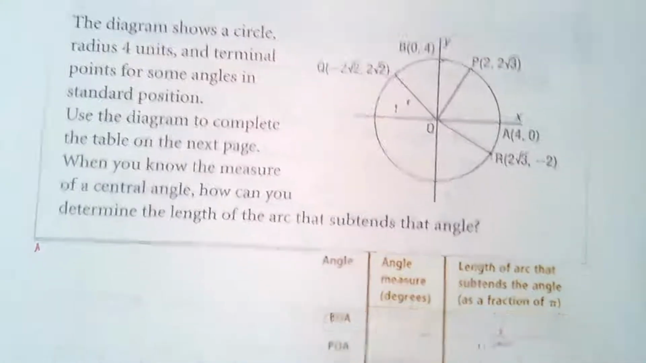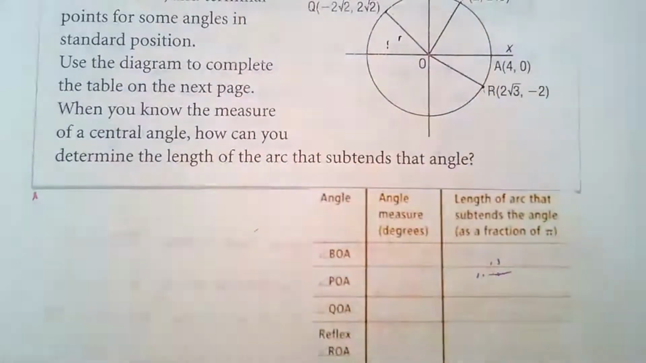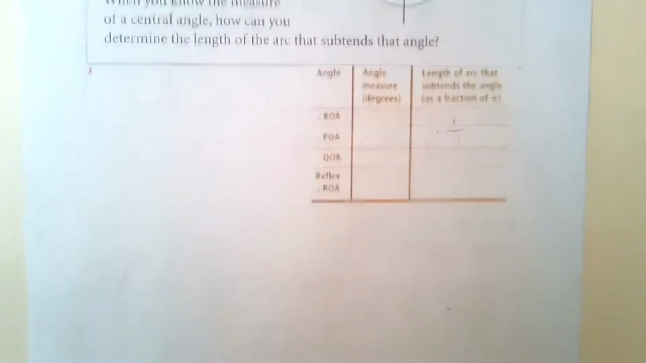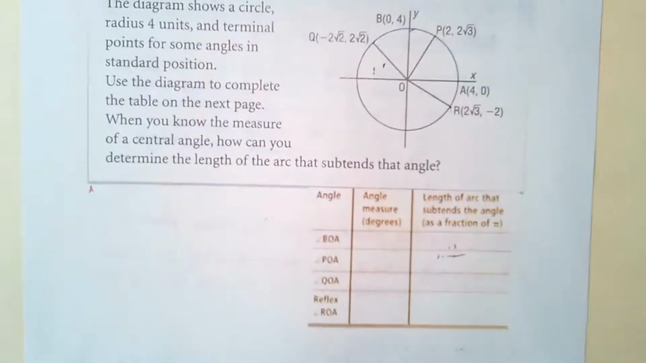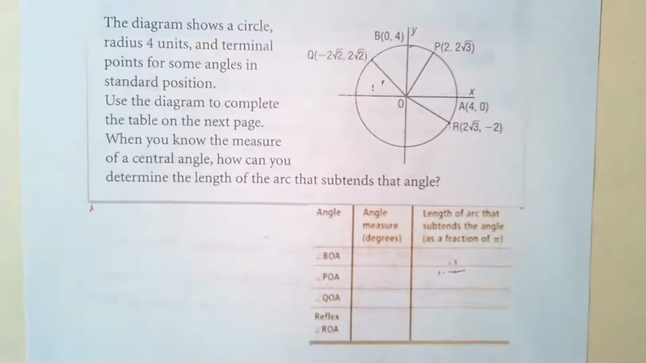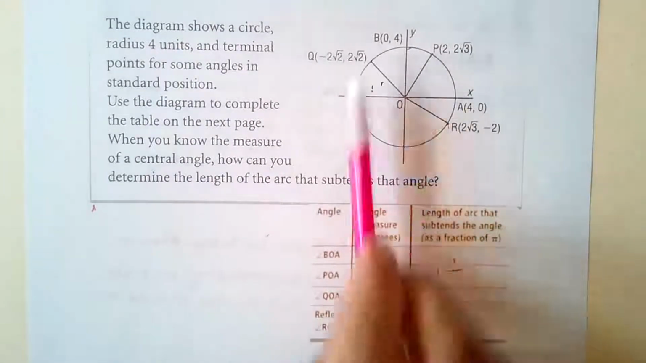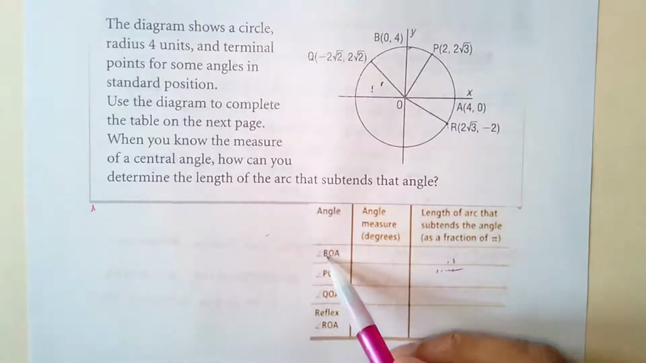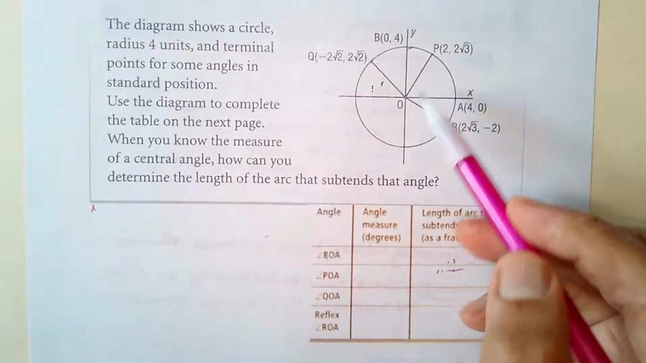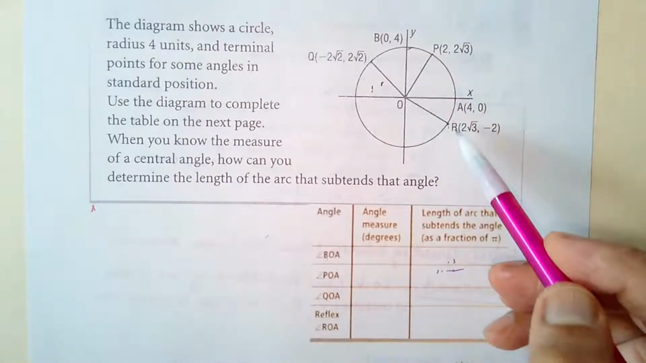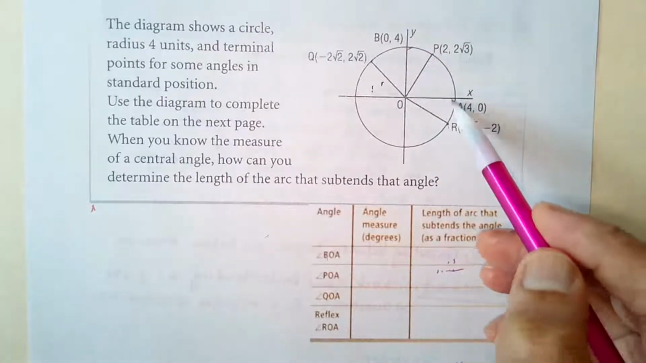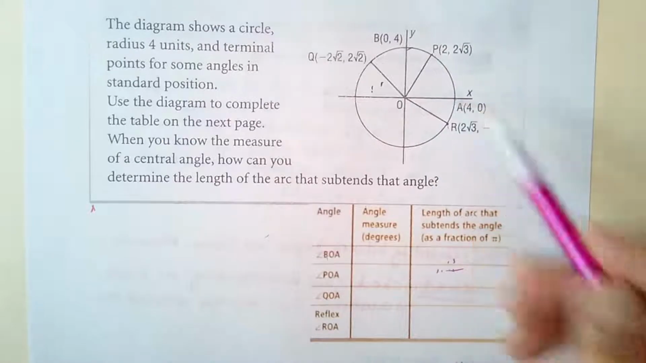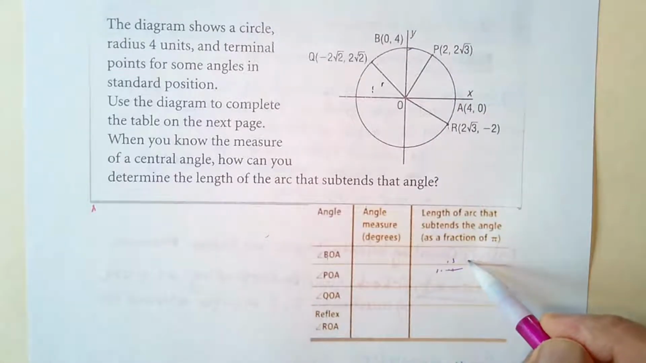This is from your textbook. So here we have a table below it. We're going to use this diagram to complete this table. For angle BOA, we'll find what that angle is, and we'll find that in pi radians.